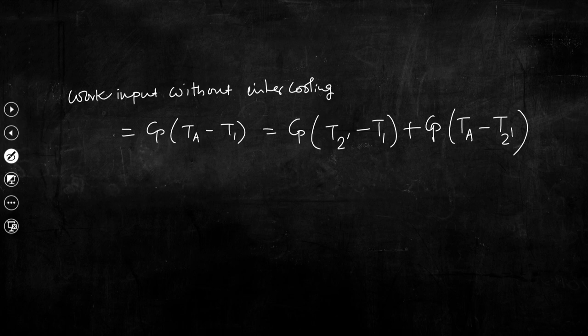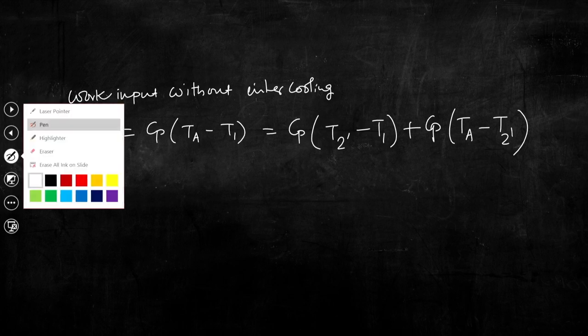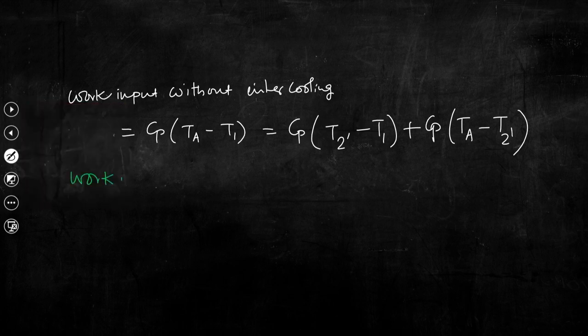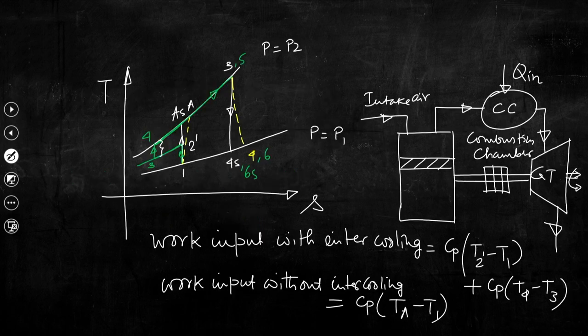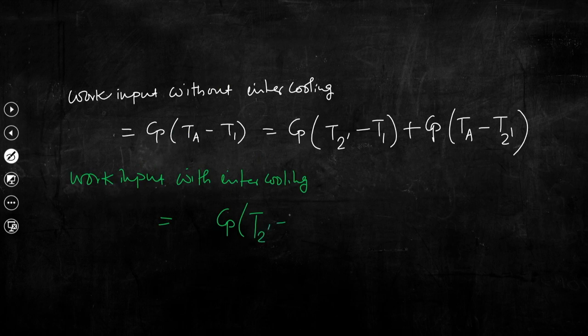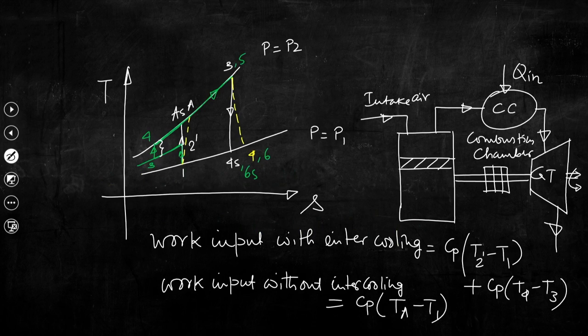Because we are just doing this algebraic manipulation here, then you can understand, if we now write here that work input with intercooling, that we have already written in the previous slide, is equal to Cp into T2 prime minus T1 plus Cp into T4 minus T3, right? If we go back to the previous slide, that is what we had written. So, Cp into T2 prime minus T1 plus Cp into T4 minus T3, right?